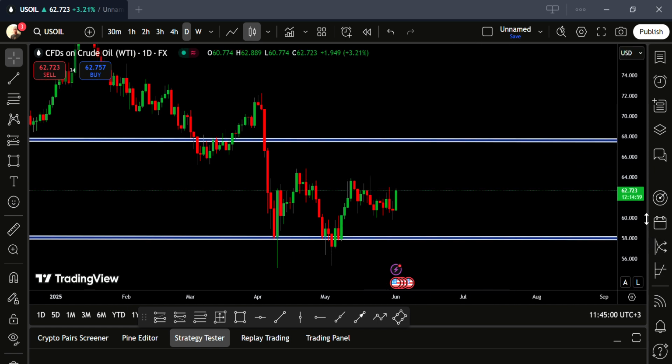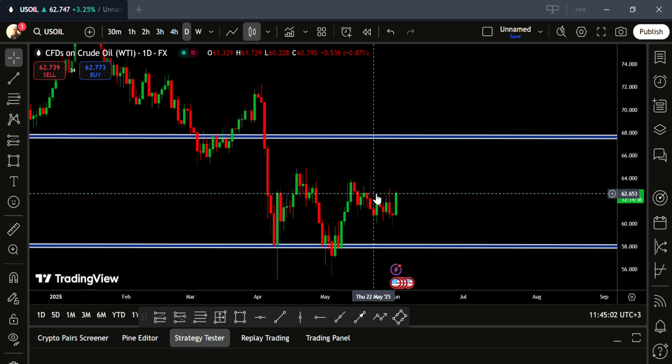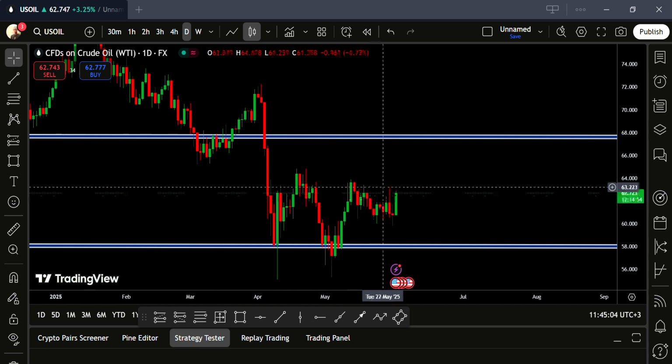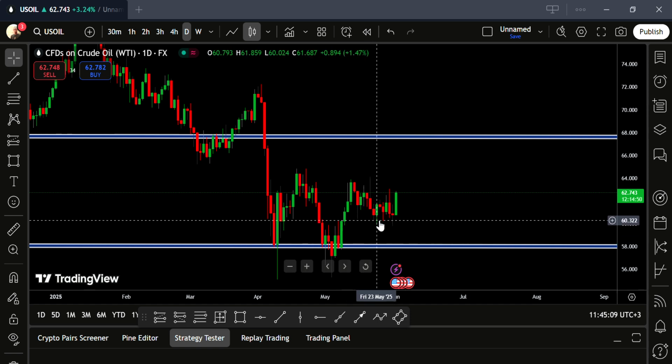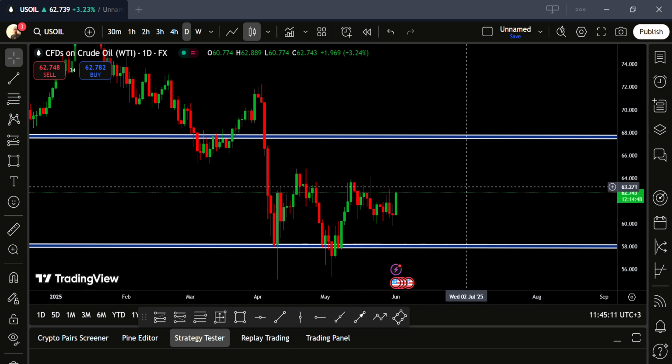Today we have the US oil on our charts, and I'm going to be taking you through how to draw your support and resistance zones on the lower time frames. It has been a long weekend, but finally we are here. So without further ado, let's go straight to the charts.